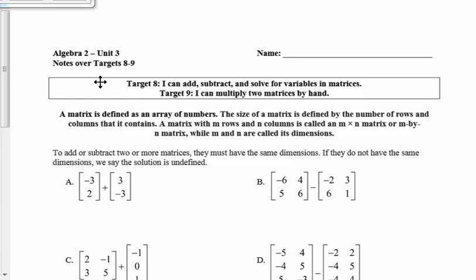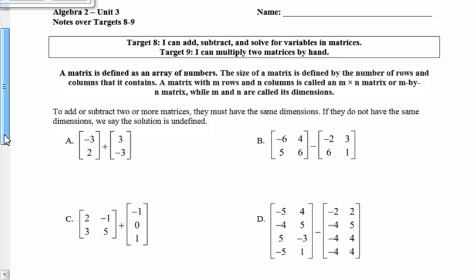So these are the targets 8 through 9 notes. We're going to be working with matrices today. Target 8, we're doing addition, subtraction, and then solving, and then target 9, we're multiplying. So starting with target 8, let's actually begin by talking about what a matrix is.